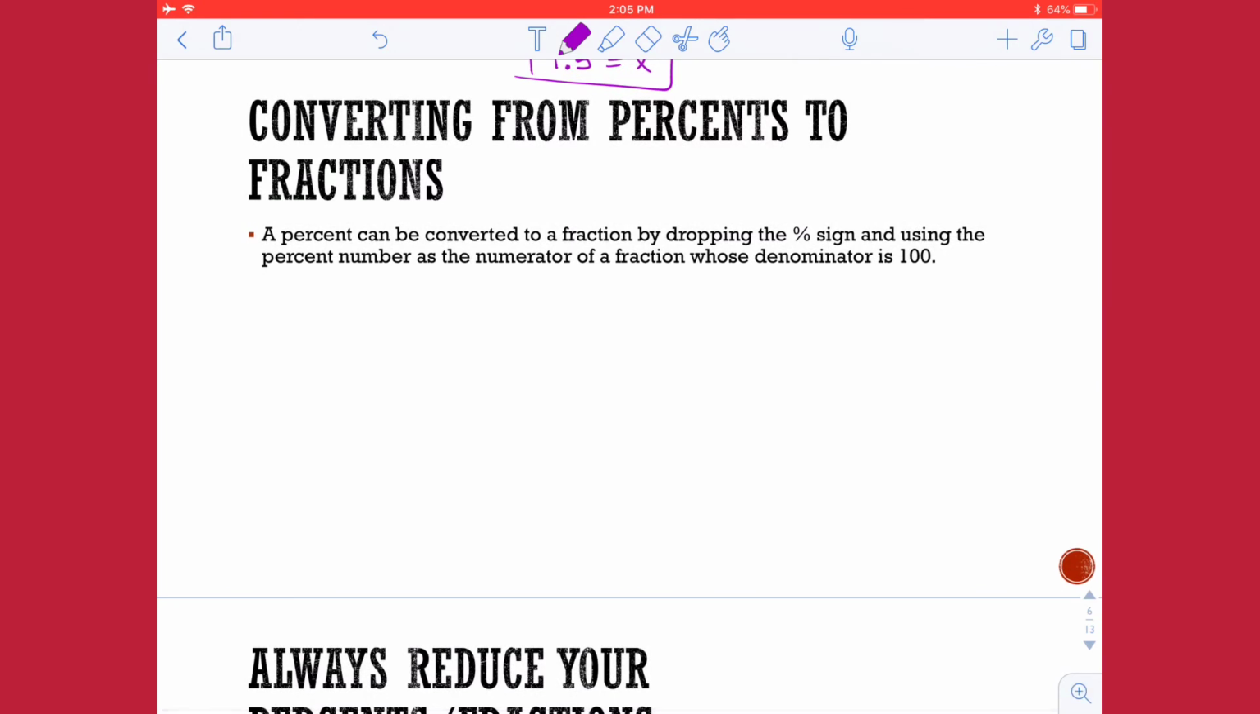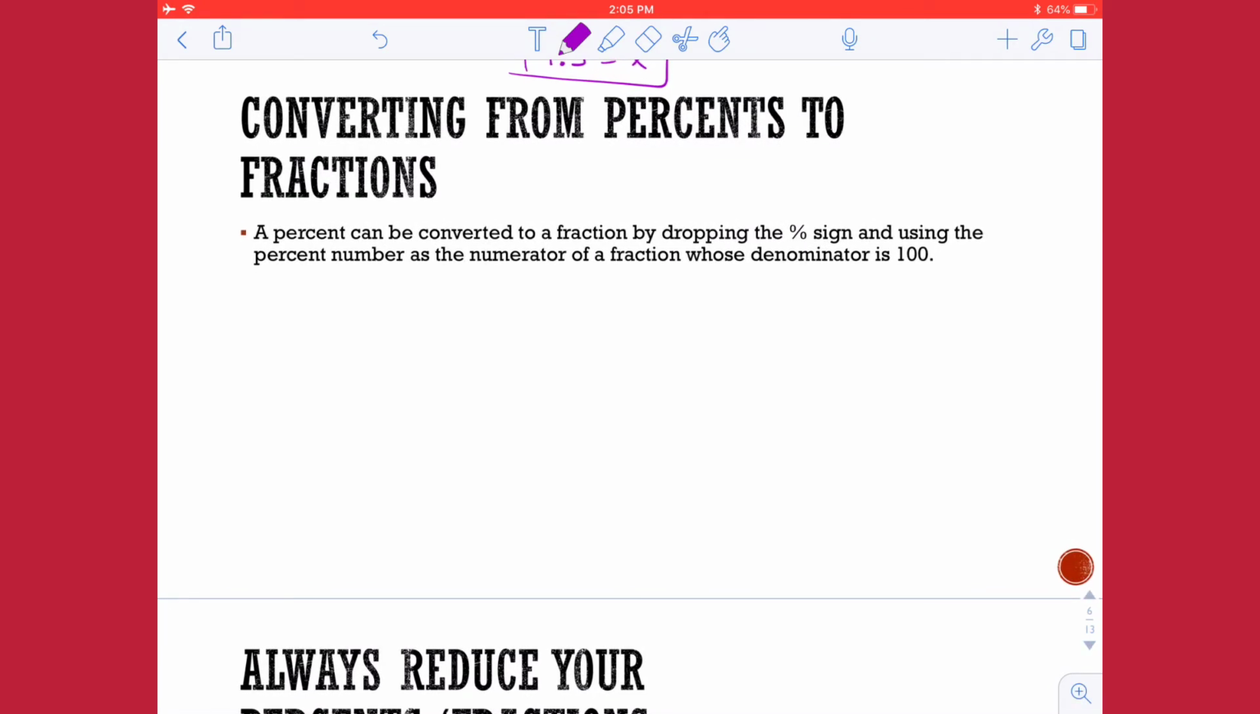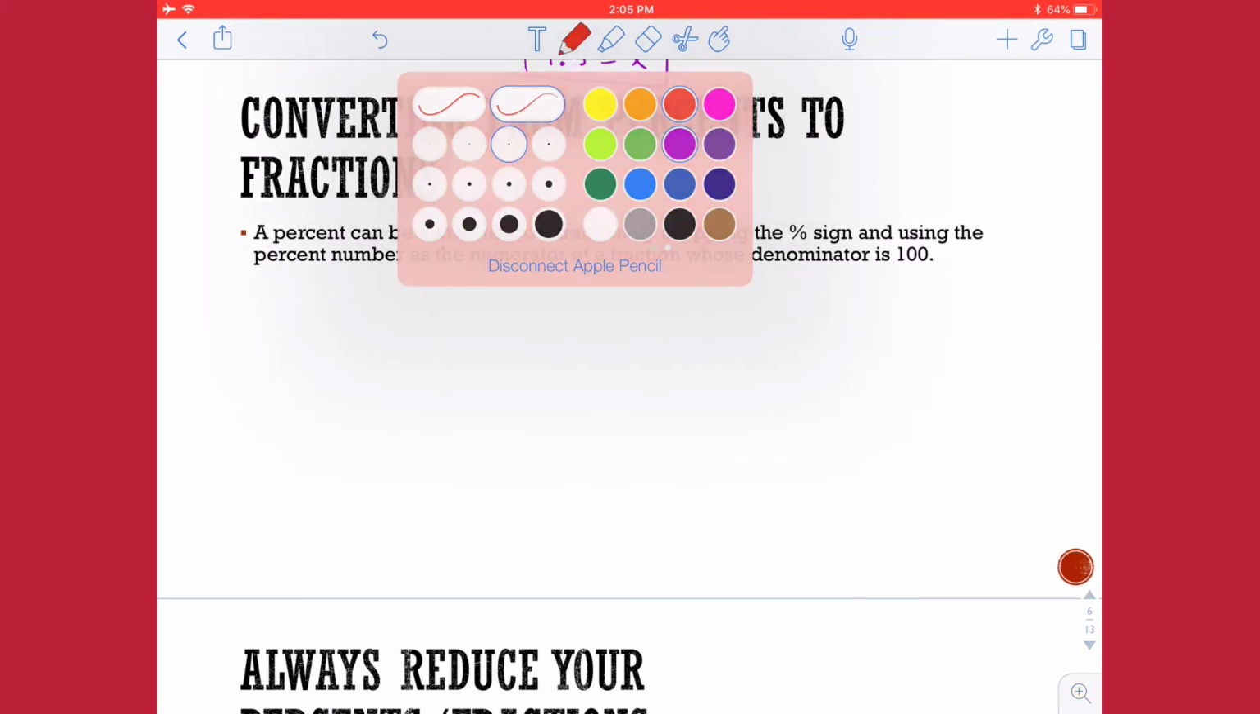So one thing that we can do is convert from percents to fractions. A percent can be converted to a fraction by dropping the percent sign and using the percent number as the numerator of a fraction whose denominator is going to be 100. And that makes sense, right? Because we're dealing with things out of 100, we'll have some type of fraction, and then we can certainly reduce that down.